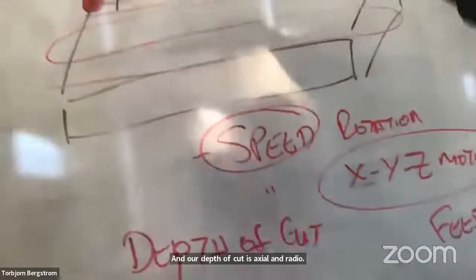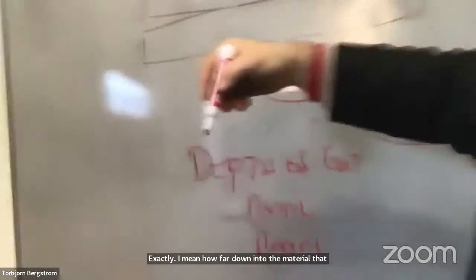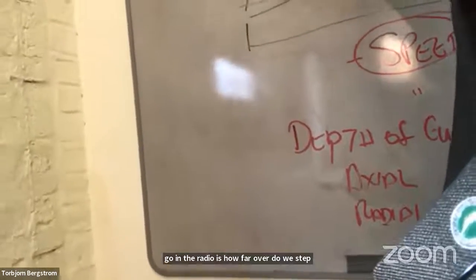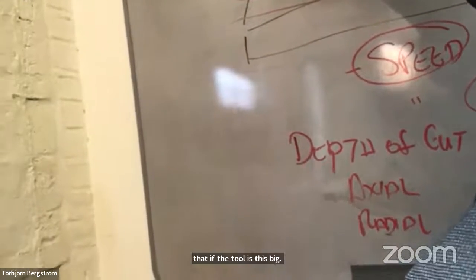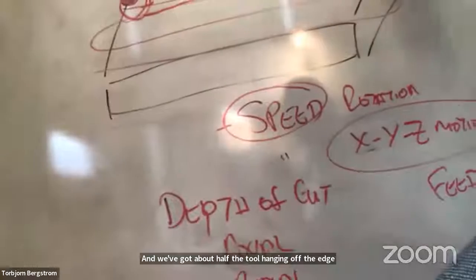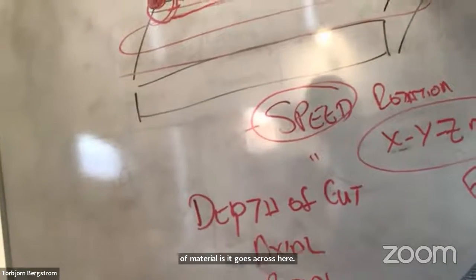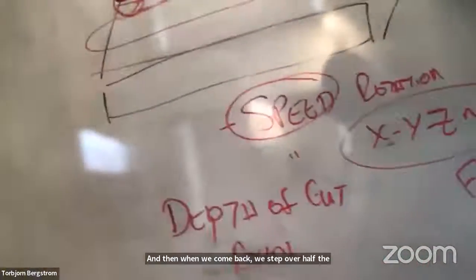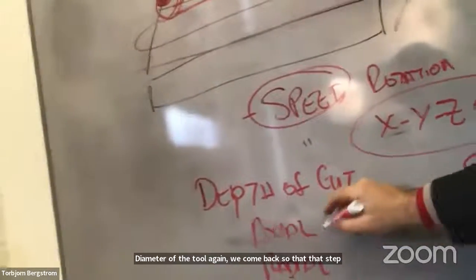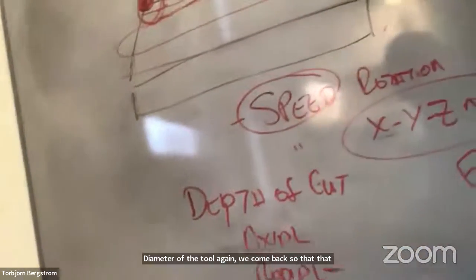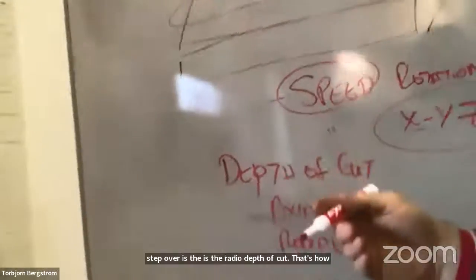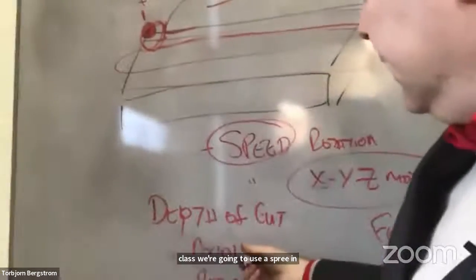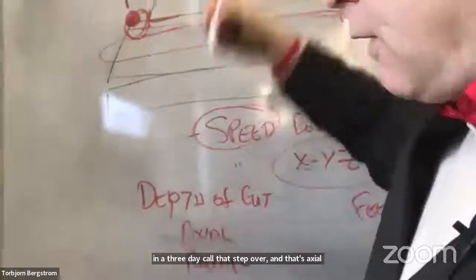Axial means how far down into the material did we go, and the radial is how far over do we step. Let's say the tool is this big, and we've got about half the tool hanging off the edge of the material as it goes across here. When we come back, we step over half the diameter of the tool again. That step over is the radial depth of cut. That's how far we've come over. In the CAM software we're going to use in the class, Sprue, they call that step over, and this axial depth they call incremental depth. So how far down do you go?